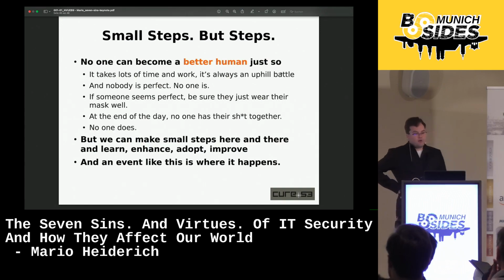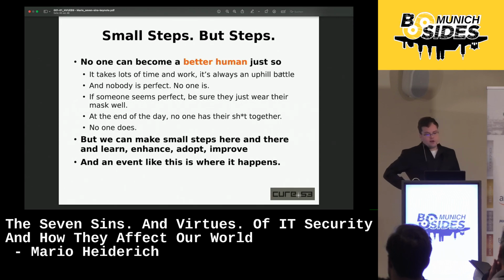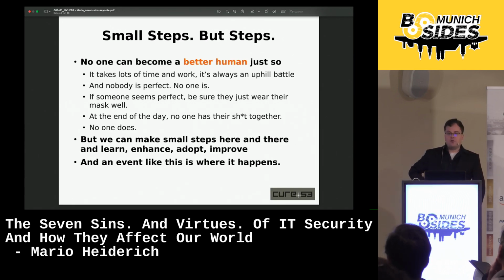And that also directly relates to us and our behaviors with technology and with the people that we interact with. We just cannot become better people and smarter people and wiser people in one go. We cannot take one magical pill or read one magical book and then we're there. It takes lots of small steps and lots of time and lots of work, and it is always an uphill battle to improve.